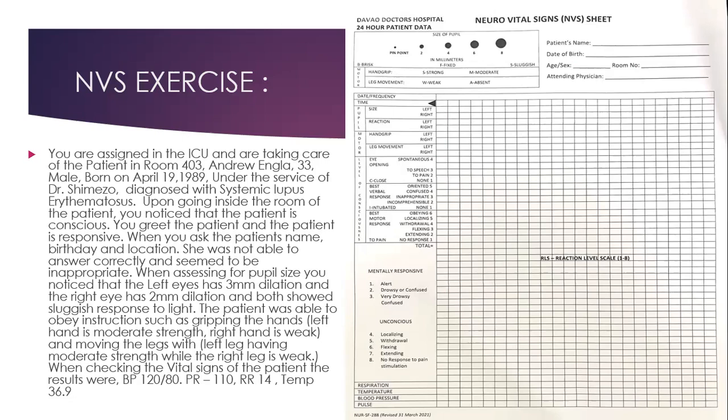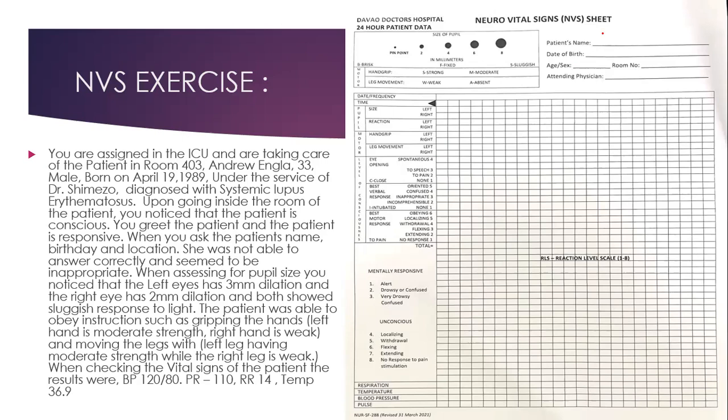When assessing for pupil size, you notice that the left eye has 3 millimeter dilation and the right eye has 2 millimeter dilation. And both showed sluggish response to light. The patient was able to obey instructions such as gripping of hands. The left side is moderate strength. The right hand is weak. With moving the legs, the left having moderate strength and the right having weak strength. When checking for the vital signs, the results were 120 over 80, pulse rate 110, RR 14, temp is 36.9.